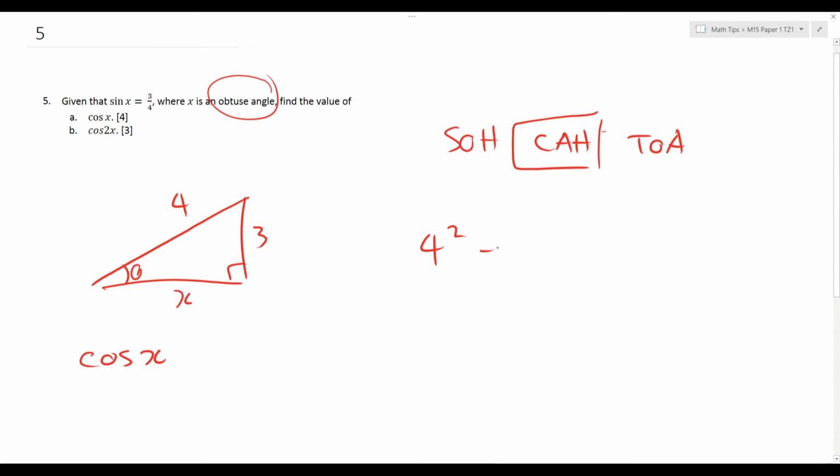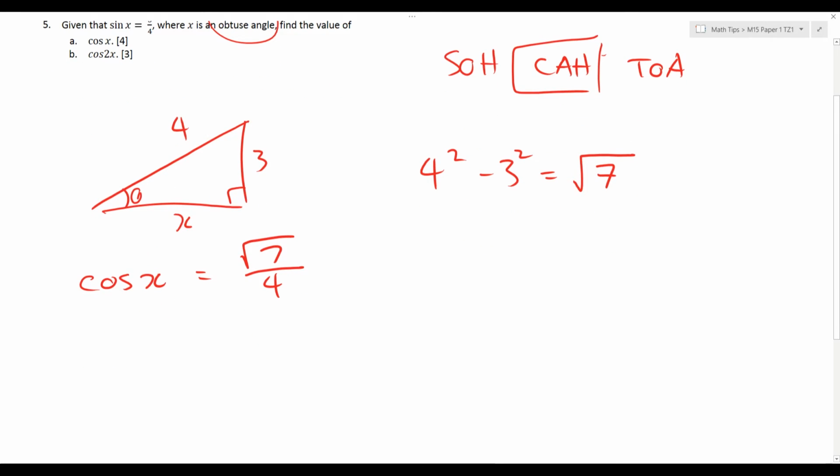So how do we find this adjacent? Well, simple. 4 squared minus 3 squared equals 7, so the adjacent is root 7. This is using Pythagoras. So we know that cosine is just root 7 over 4. Are we finished? It's 4 marks.